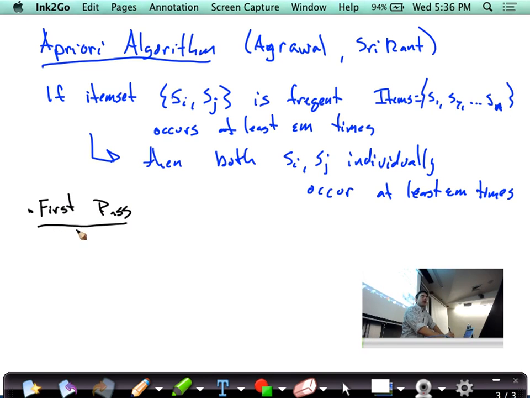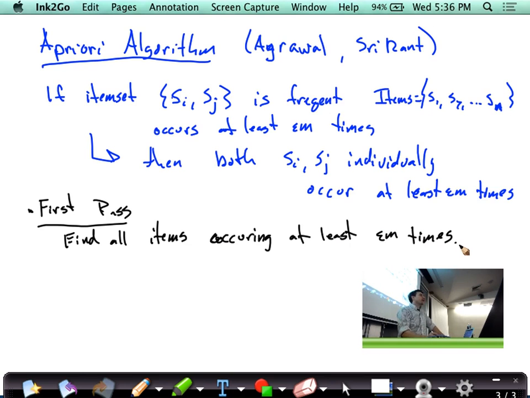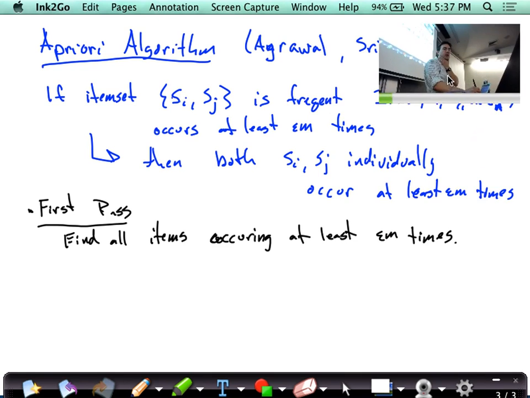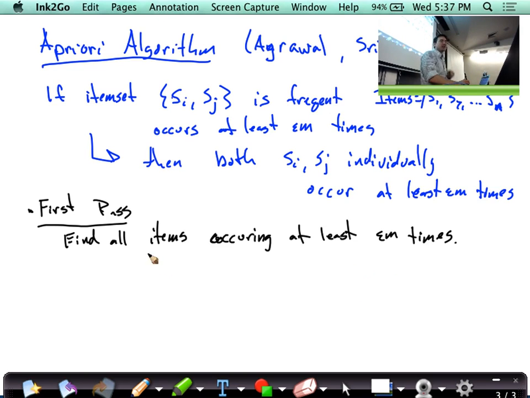So then the idea is you make a first pass, and on this first pass you find all items which are occurring at least epsilon m times. So you want to find all the individual items first. Don't worry about the sets yet. Either you can say that there are n counters. If you're Amazon, you probably have space for all n of your items, even though it takes a lot.